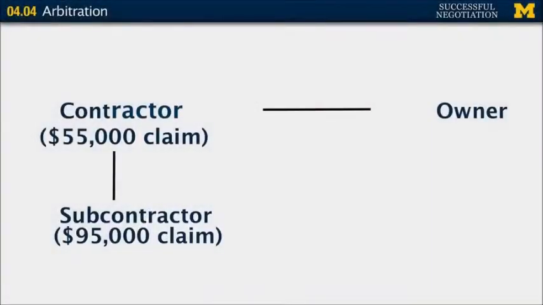What we have here is a dispute between the owner of some real estate and a contractor. The owner hired the contractor to build a building. Problem is, after the construction started, the owner made some design changes. And as a result, the contractor is claiming an additional $55,000. Also, there's a subcontractor involved who did some plumbing work hired by the contractor, who also had to make changes, and these cost an additional $95,000. So the owner has refused to pay, and this matter is now in arbitration.